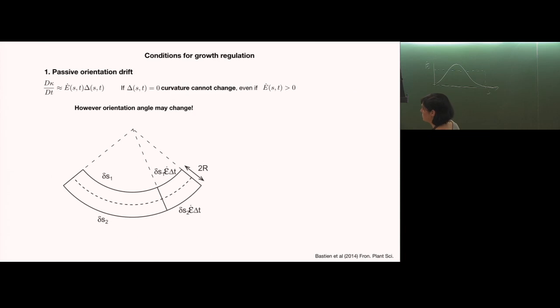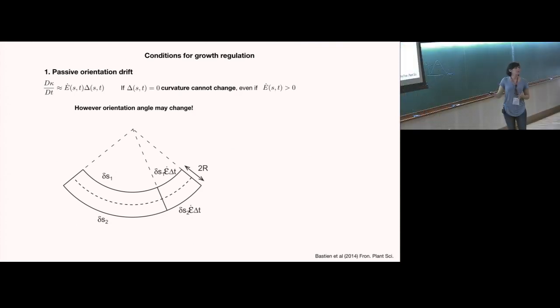One is passive orientation. Passive orientation means, let's say I start with some curved segment, and I say that the growth rate on both sides is identical. There is no differential growth, epsilon 1 equals epsilon 2. So what do we know from this equation? As we said before, if there is no differential growth, even if we do have a mean elongation, the kappa dt is 0. There is no change in curvature, which is fine.